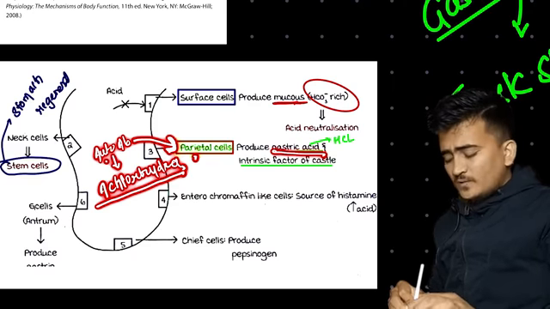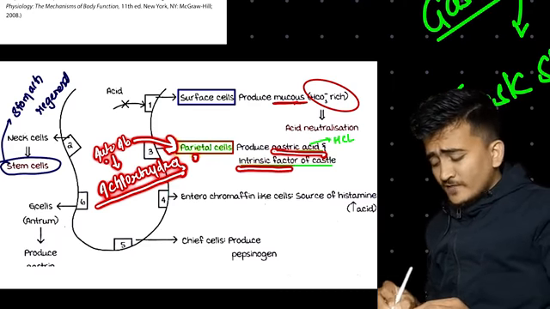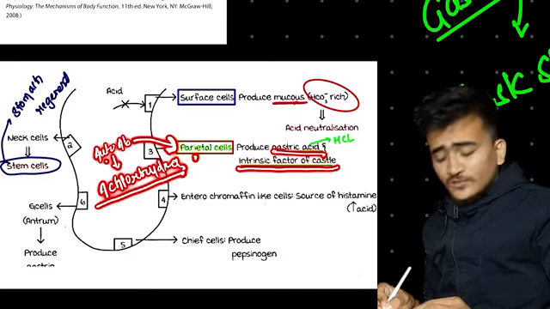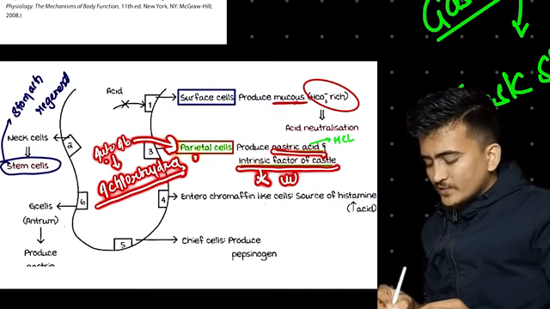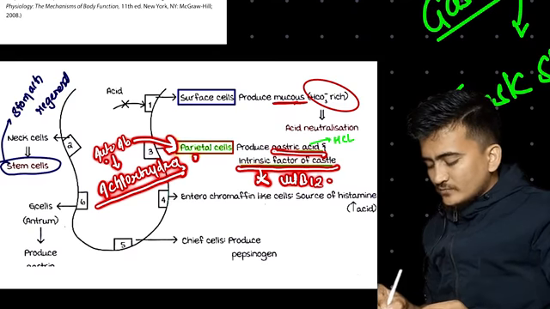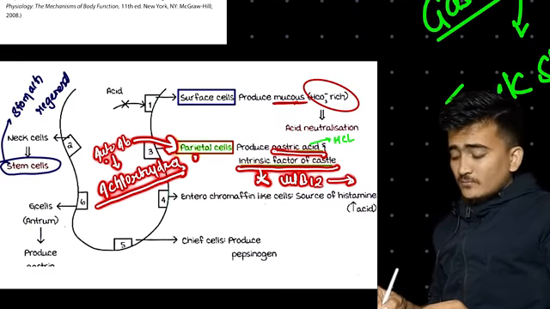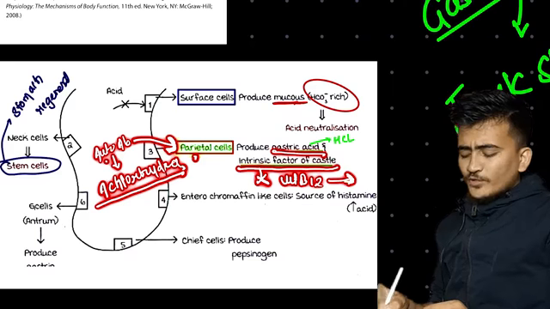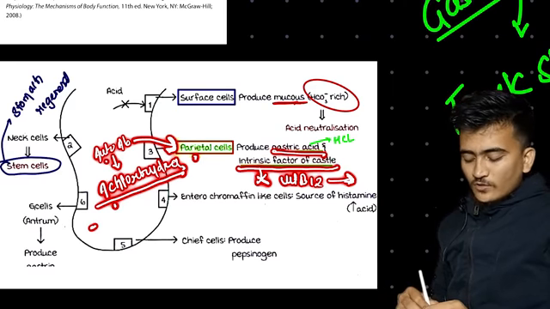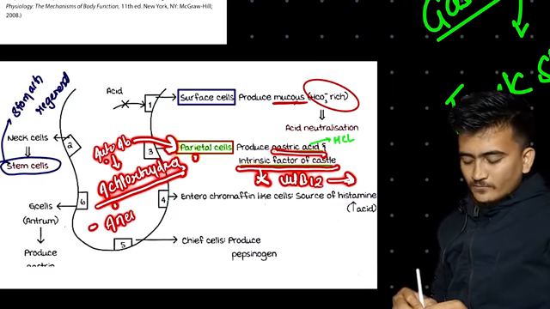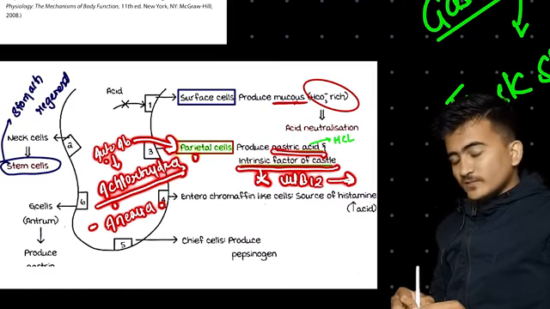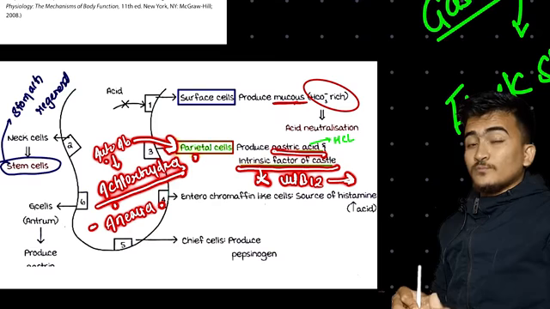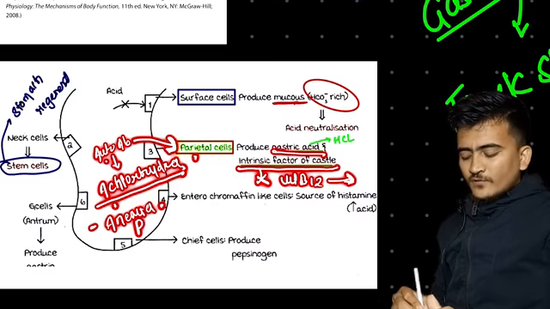And similarly there will be no production of intrinsic factor of Castle also. So there will be no absorption of vitamin B12. Now this vitamin B12 will not be absorbed, so our body will suffer from anemia. Under anemia, which particular anemia will the body suffer from? It will suffer from pernicious anemia.